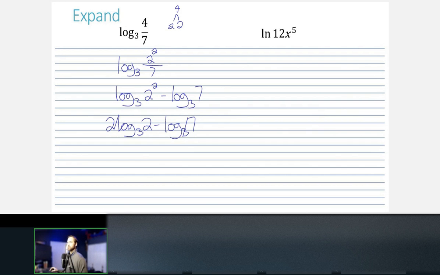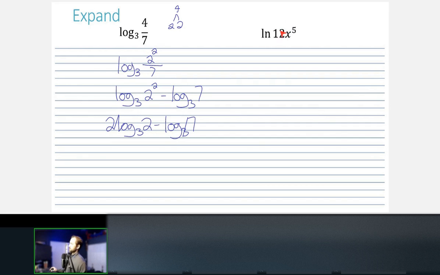Right. So here's a question for you. Can we move this 5 in front of this natural log? Is that allowed? Why or why not? Yeah, so Brady feels like no.